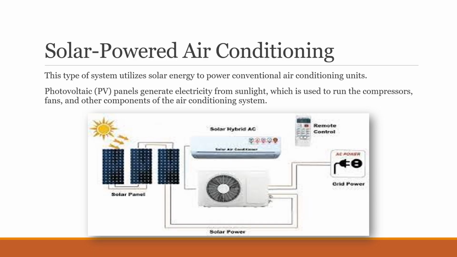Solar powered air conditioning. This type of system utilizes solar energy to power conventional air conditioning units. Photovoltaic panels generate electricity from sunlight, which is used to run the compressors, fans, and other components of the air conditioning system. As we can see in this figure, the rays fall on the photovoltaic cells, that is the solar panel, and through this solar panel, the air conditioning is working.